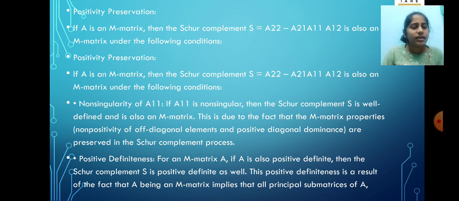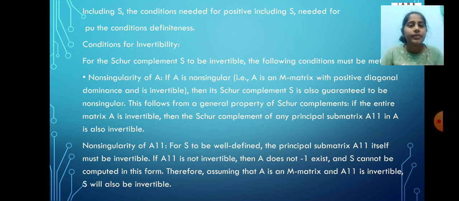For an M matrix A, if A is also positive definite, then the Schur complement S is positive definite as well. This is a result of the fact that being an M matrix implies that all the principal submatrices of A, including S, satisfy the condition of positive definiteness.